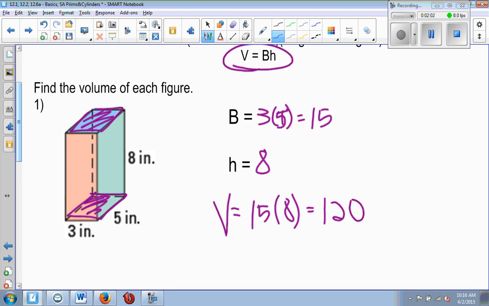Now, when we were talking about surface area, we were using units squared. So inches squared, meters squared, feet squared, and so on. When we talk about volume, how much fits on the inside, this is where we switch gears and we start talking about units cubed. So in this case, my final answer, 120 inches cubed.